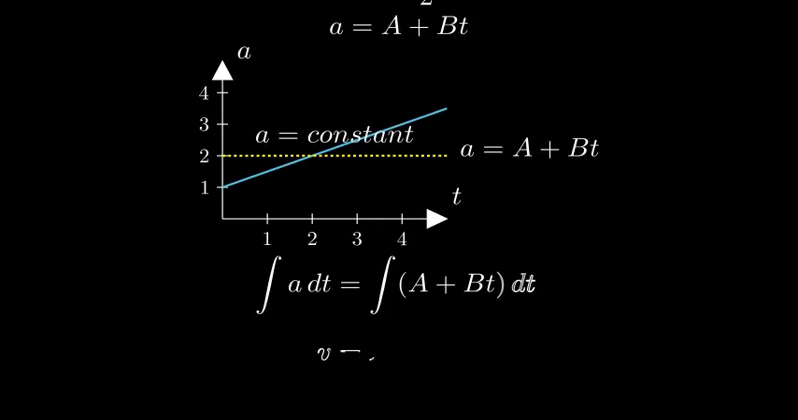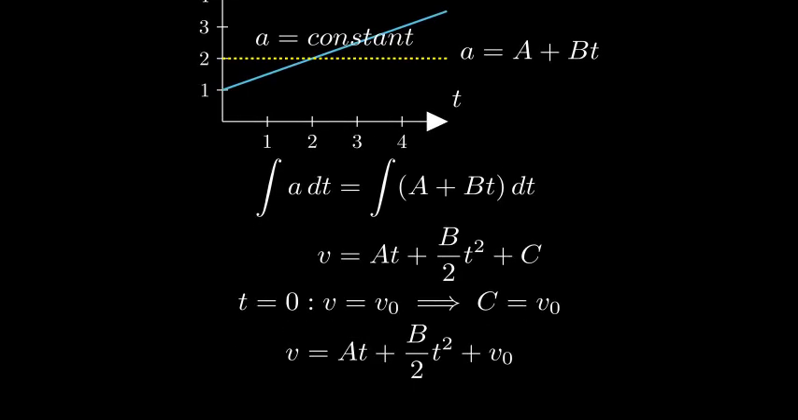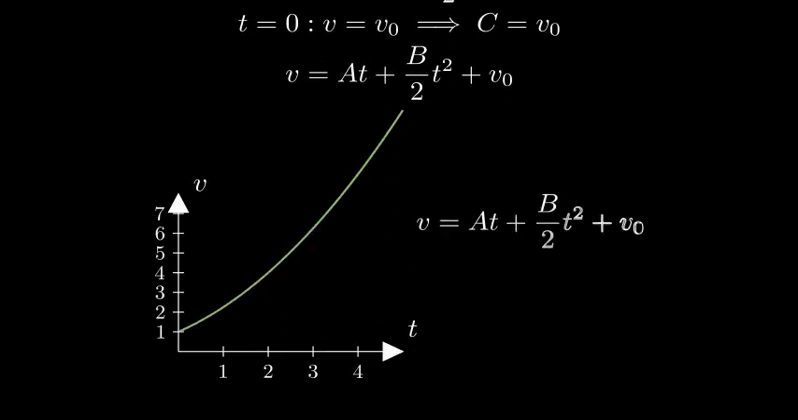To find the velocity, we need to integrate the acceleration with respect to time. The integral of a plus bt dt gives us at plus bt squared over 2 plus a constant of integration, c. Using the initial condition that velocity equals v naught at time equals 0, we can determine that c equals v naught. Let's see what this means for the velocity graph.